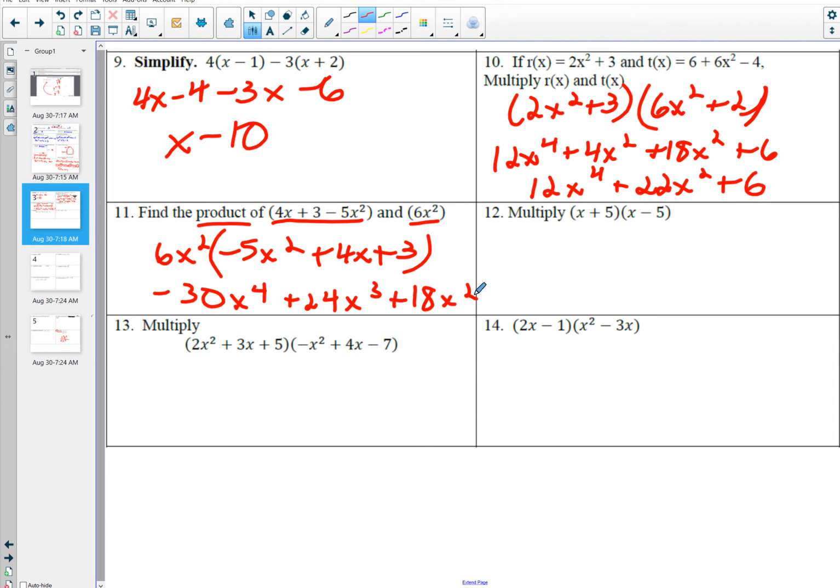Never thought I'd accuse Ashley of being too quiet, but it's the first time for everything. Ashley, number 12. Multiply x plus 5 times x minus 5. I want you to do the next one, number 12. You're awfully quiet over there. Are there any other questions on 11? Okay.